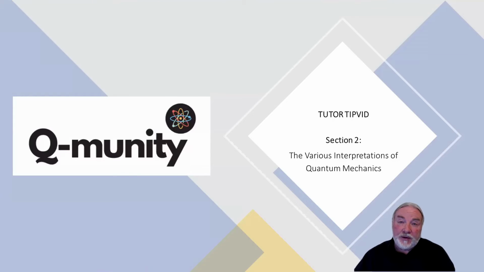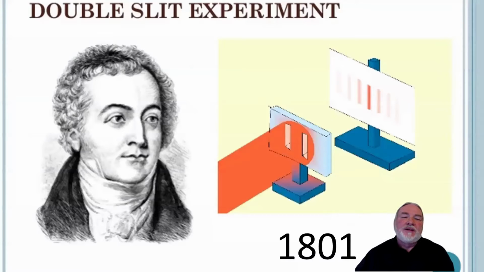Welcome to the Q-munity Tutor tipvid on section 2, the various interpretations of quantum mechanics. I'm going to talk about the Copenhagen interpretation, the original interpretation, if you like, and it's still the most popular. It's amazing, because the Copenhagen seems to be accepted where the many worlds is considered ludicrous. The difference between the two isn't that great, but nevertheless, it all comes from the double slit.